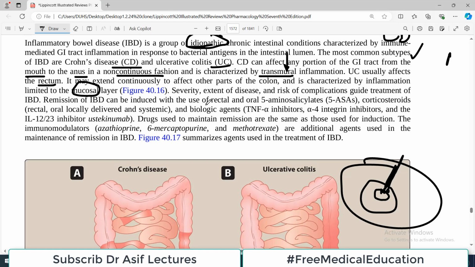Okay. Now, severity, extent of the disease, and risk of complications guide the treatment. Remission of IBD, inflammatory bowel disease, can be induced with the use of rectal and oral 5-aminosalicylates, corticosteroids, and other biologic agents, and we'll talk about all of them in a minute. Drugs which are used to maintain remission are, remission मतलब reverse कर दें आप disease को, disease present हुई, you remove the disease, okay? और उसी remitted या remission वाले stage में उसको रखने के लिए, then there are some other drugs. So there are induction of remission and then maintenance of remission. There are also, because this is an immune mediated disorder, some immune therapies available and we'll talk about them in a minute.